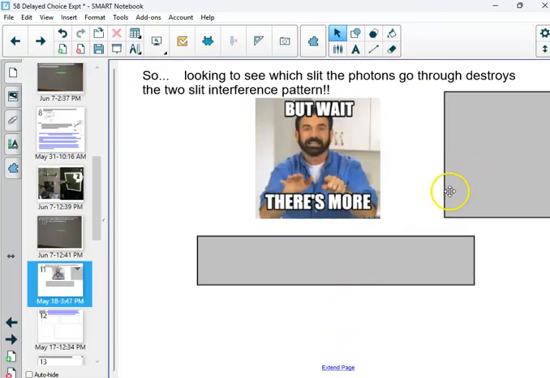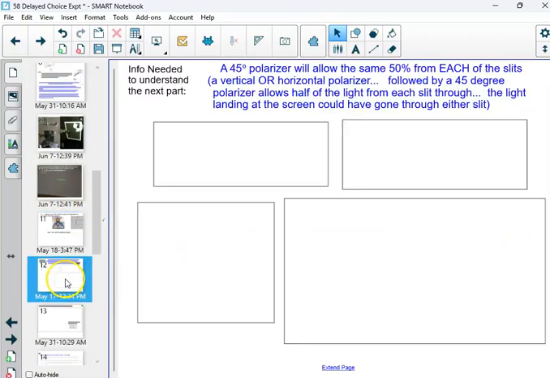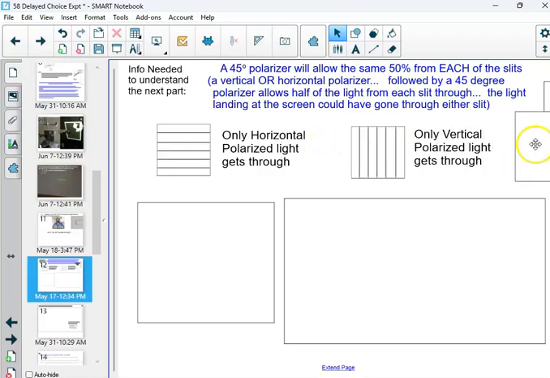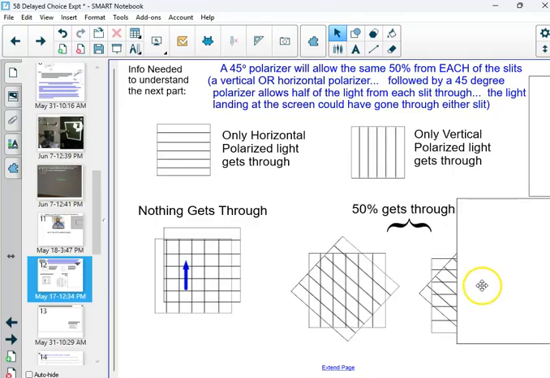And then here's the kicker. But wait, there's more! As if that wasn't weird enough. Some extra information you need to know for the next part is that a polarizing filter lets through just horizontal or just vertical. So if you had them at 90 degrees, nothing's going to get through.